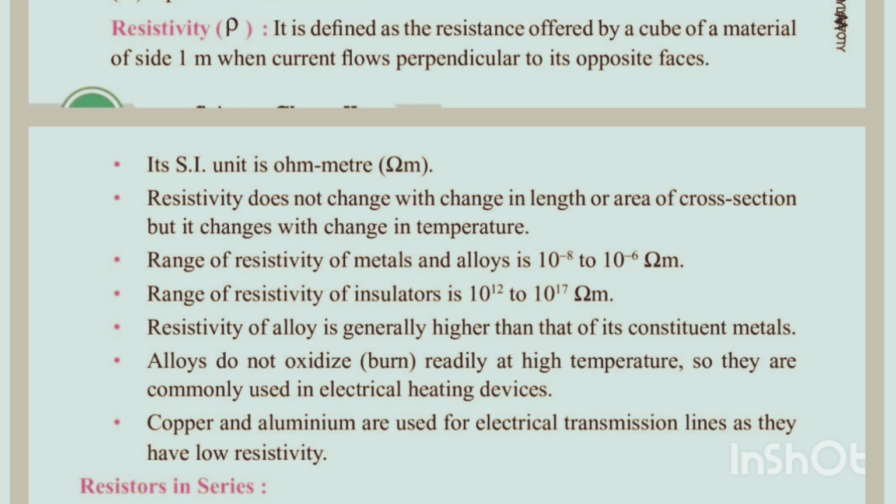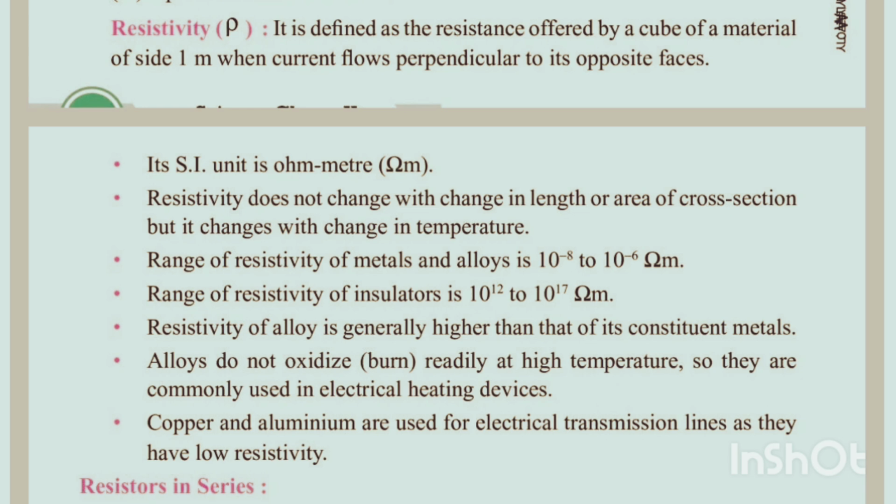If you don't know, we'll deeply explain in the lesson metals and non-metals. Okay. Then the range of resistivity of insulators is 10 to the power of 12 to 10 to the power of 17 ohm meter.